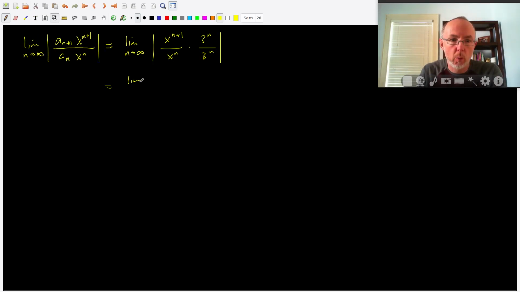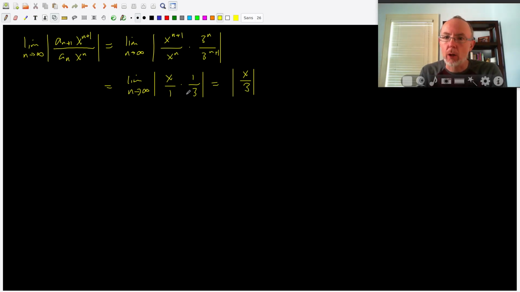And so this is what we just had on the previous page. And so we can do the cancellation here with the x's, and we're left with an x over 1, if you like. Doing the cancel, I left a plus 1. If you do the cancellation here with the 3's, you end up with 1 over 3. And so this whole limit, there's no n's left. And so that whole limit is just x over 3.